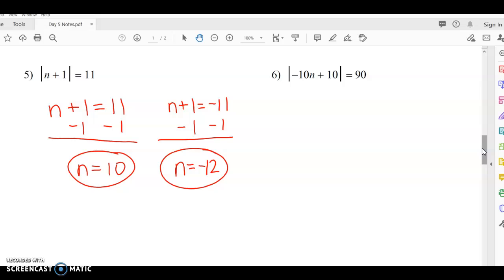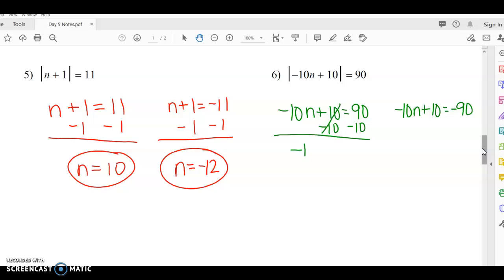Number 6, my absolute value is equal to 90. So I'm going to do negative 10n plus 10 equals 90, and negative 10n plus 10 equals negative 90. So you can see same concept, but now here we have a 2-step equation instead of all the ones up to this point having 1-step equations. So to solve, to get rid of a plus 10, I would subtract 10. So negative 10n equals 90 minus 10 is 80. And then 80 divided by negative 10 gives me n is negative 8.